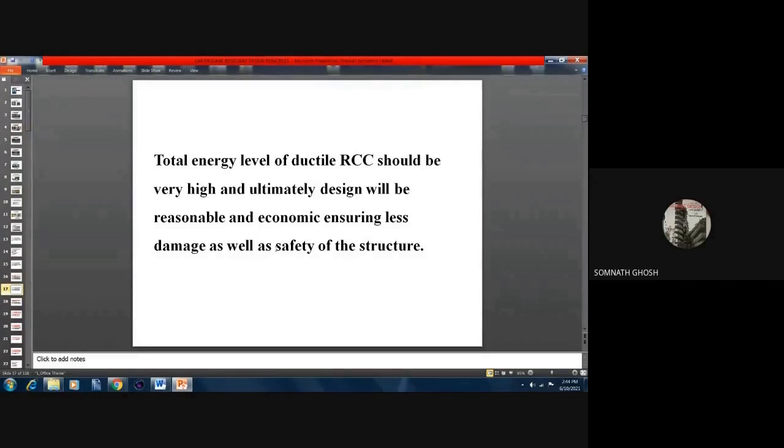A little bit of acceptance in serviceability, yes, we can accept. We will repair it later on. But we don't want the column or beam to collapse. No. Then what are we doing?